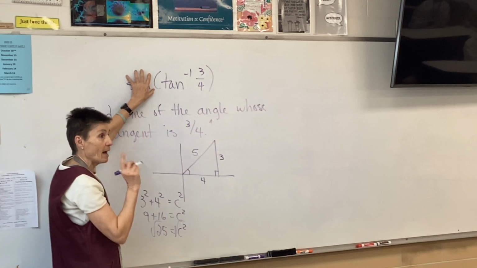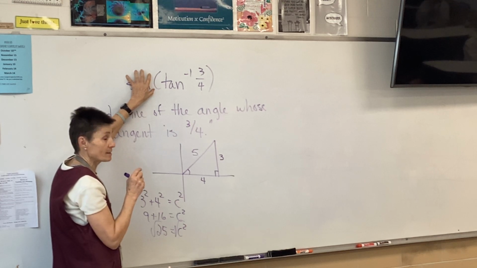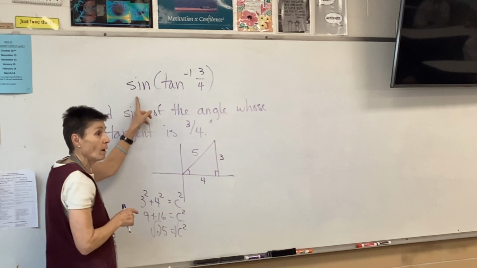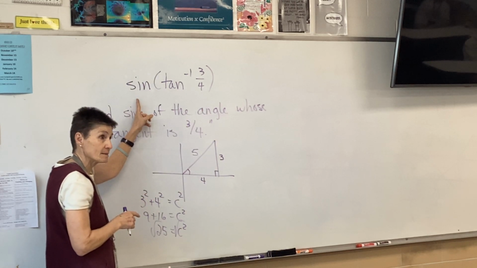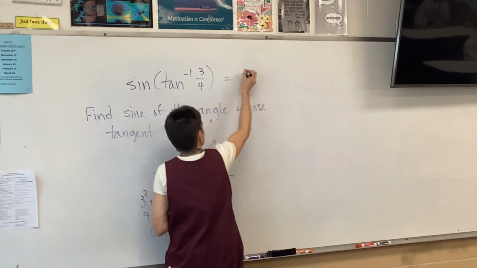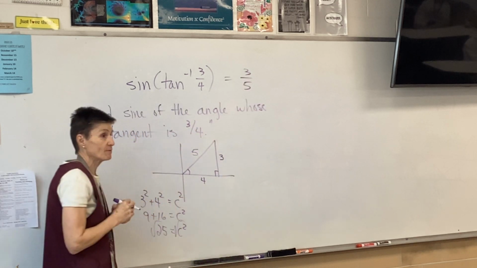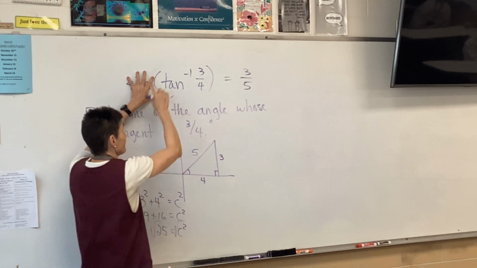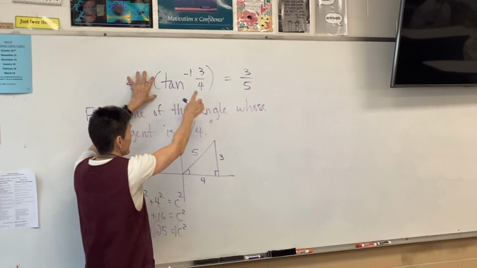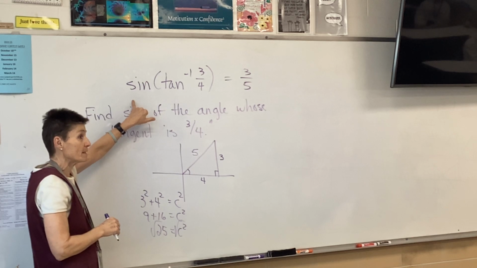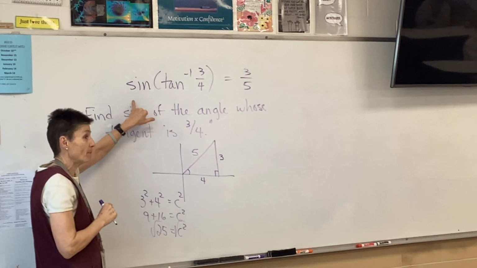Okay? Now, there's the angle, there's a picture of this. I want to know what the sine is. Well, that's easy. What's the sine of that picture right there? 3/5. The answer to the question is 3/5. We drew a picture of this angle, which means the angle whose tangent is 3/4. And then we simply figured out what the sine is. Opposite over hypotenuse.